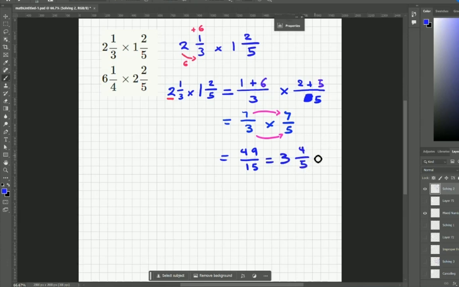Giving it in its simplest form is better. There are cases when we should leave it as a fraction, but this is usually what we're after.